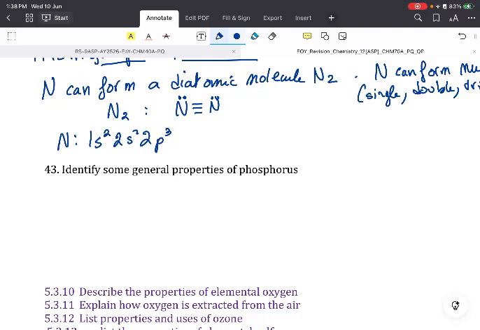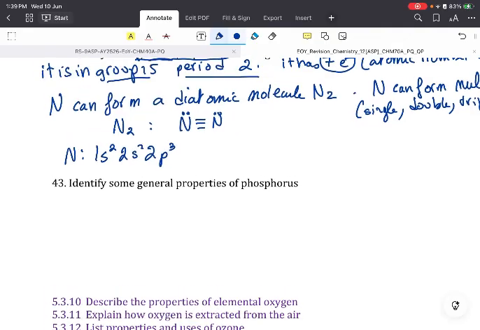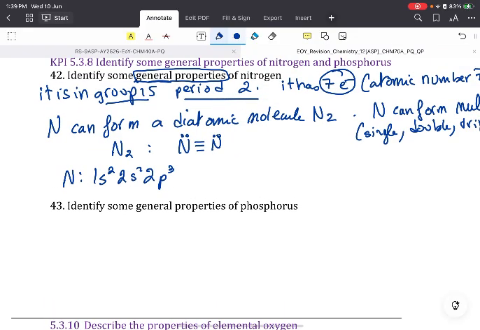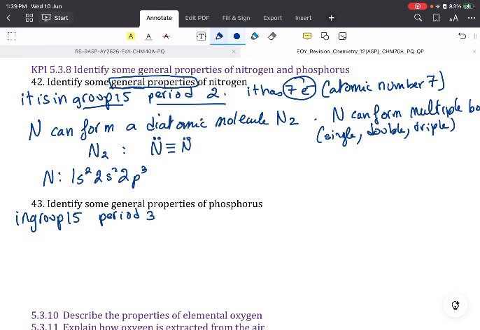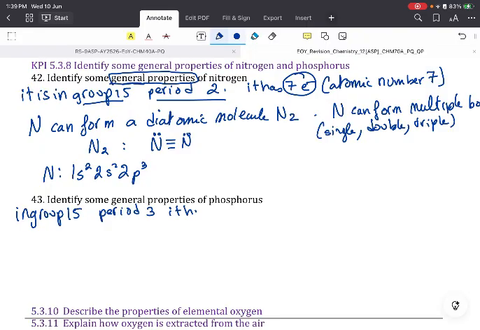Now let's move on to phosphorus. Some properties about phosphorus. Again, same thing. Phosphorus is located in group 15 of the periodic table, but this time it's period 3. It's in the third period. Let me just continue to do it the same as nitrogen. It has 15 electrons. It means the atomic number of phosphorus is 15.